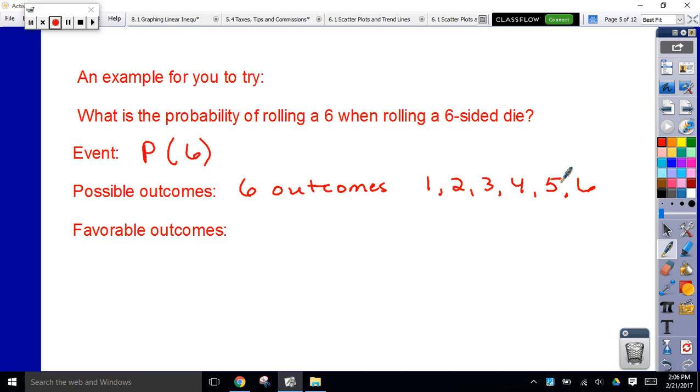Spencer's got a finger in the air. 1. There's only one 6, right? So there's only one favorable outcome, which is the 6. So the probability of rolling a 6 is 1 out of 6. There's one 6 out of the total number of numbers on the die. So 1 over 6. What does that work out to be as a decimal?